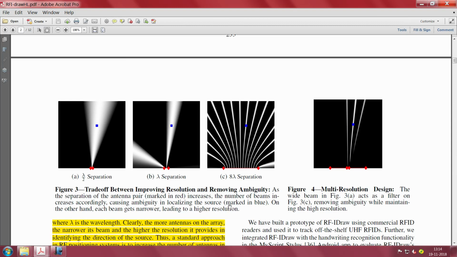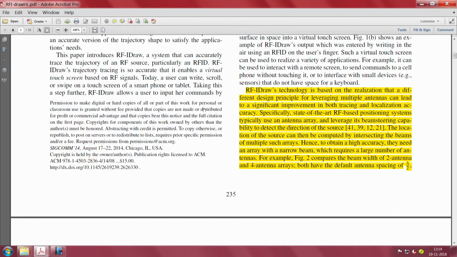The resolution: you do not know where in that beam the tag is actually located, but the ambiguity is almost eliminated; you know for sure it is there. So, you can see that the ambiguity really is down. Essentially, we are trying to trade the ambiguity for resolution by having different separations between the antennas.